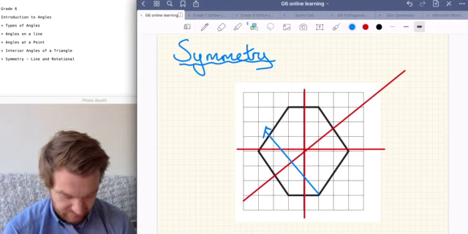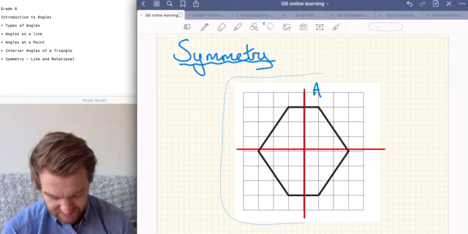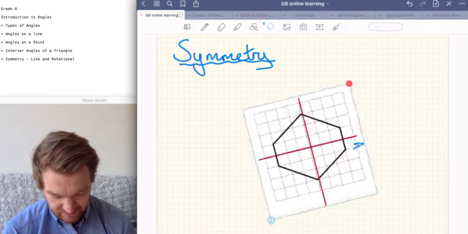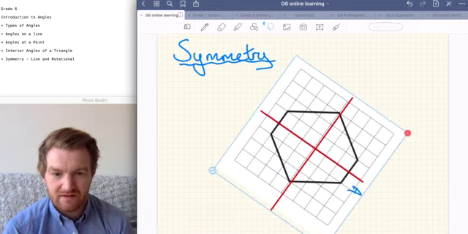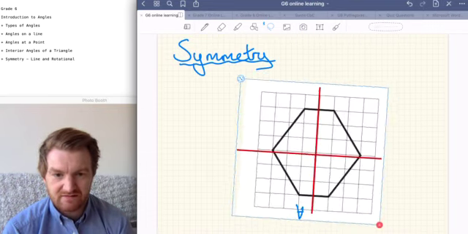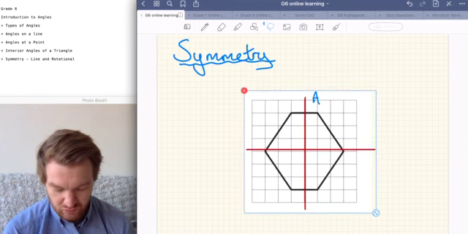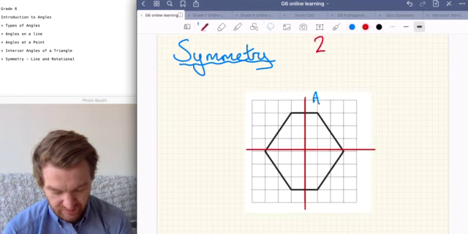If we were to take the shape, let's make sure we mark the top with a little A. If I was to take this shape and turn it around, okay, we can see if I go a quarter turn, this time it doesn't quite look the same. A half turn does, and I keep going round. So there are 2 ways. So we can say this one, it won't always be the same, it's got 2 lines and an order of 2. And that is a basic recap of symmetry.